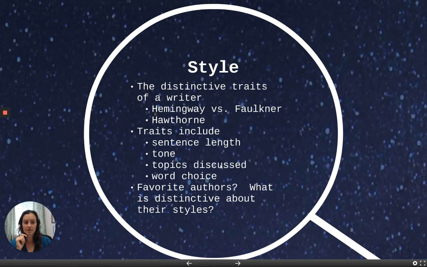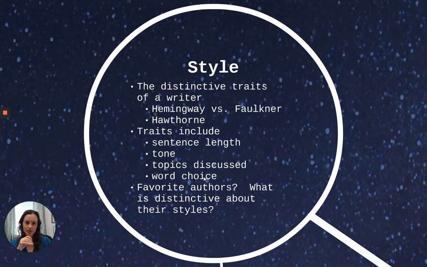Tone, topics discussed. You can spot a Poe story anywhere, because if it's creepy and scary and a little on the odd side and somebody dies, it's probably a Poe story. So the topics that they discuss, and also the word choice. So what time period are their words from? What kind of verbs do they use? Do they use tons of adjectives? That would be Faulkner. So word choice, okay?